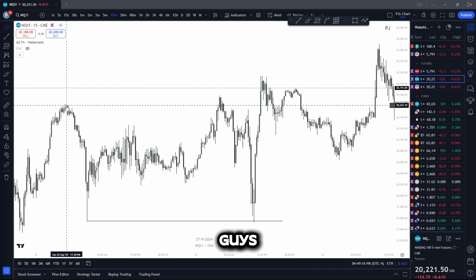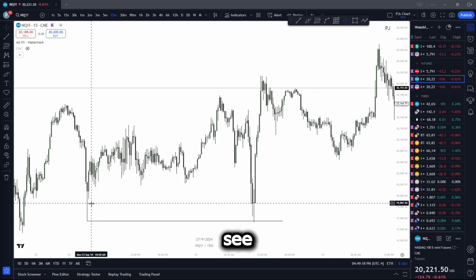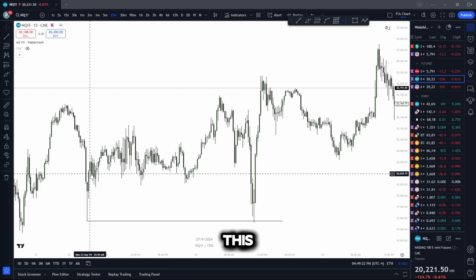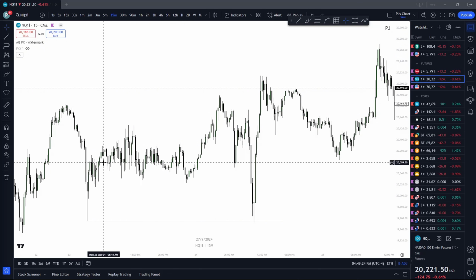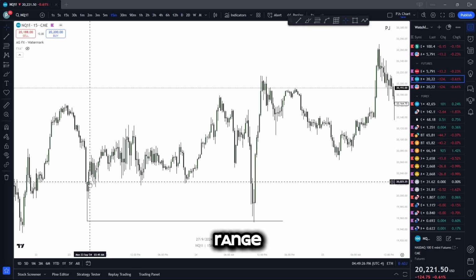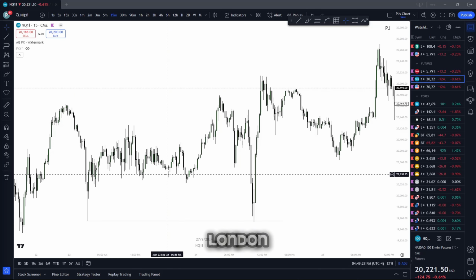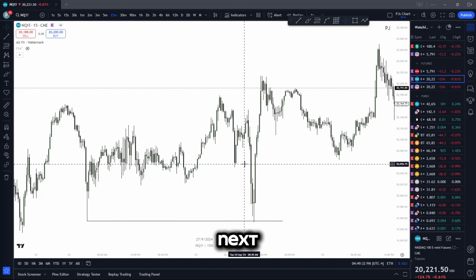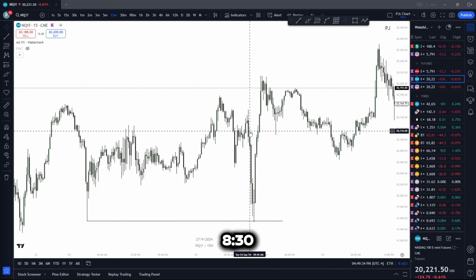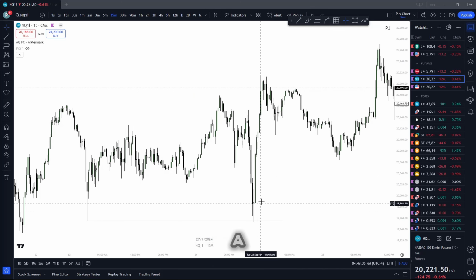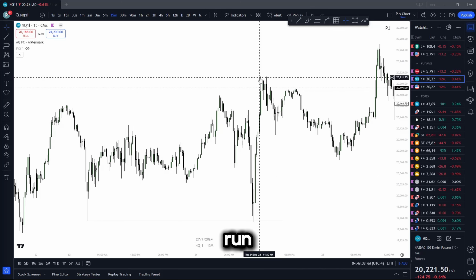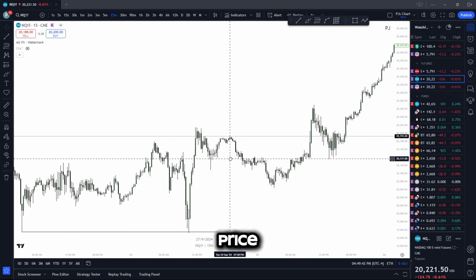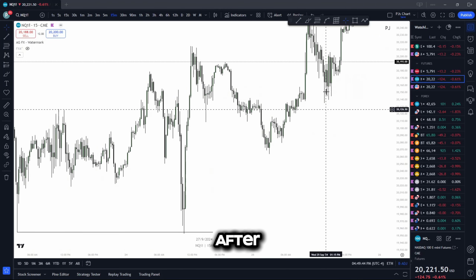I hope it's pretty easy to see that we have an accumulation range between this high and this low. We see that this accumulation range starts between the London and the AM period, and it lasts all the way until the next day, around 8:30 into 9:30. We then see a run lower into a run higher. This is our key in understanding where price will then deliver from after this.